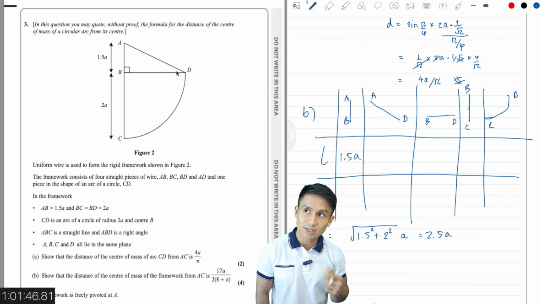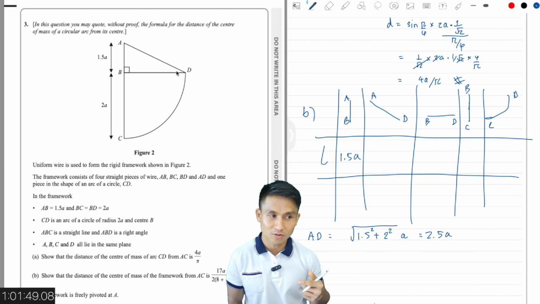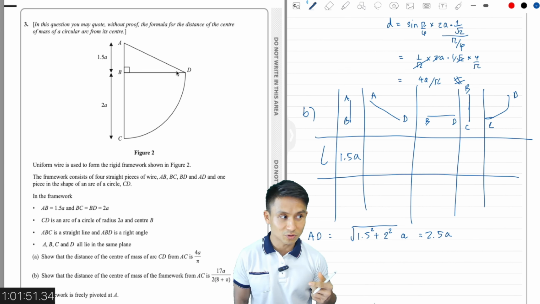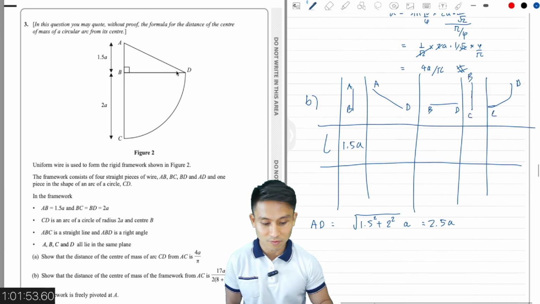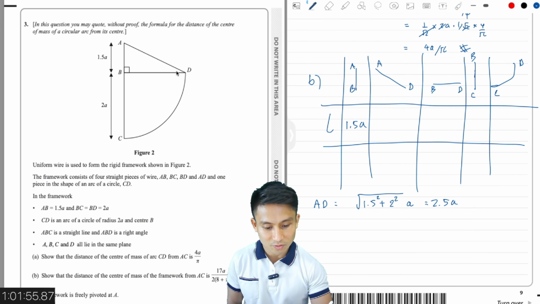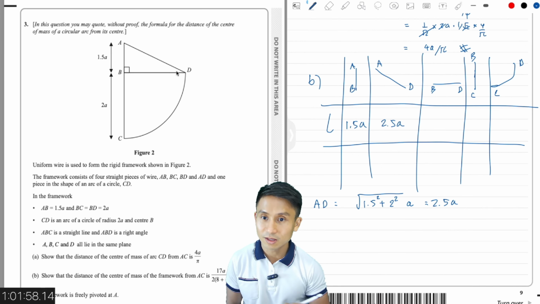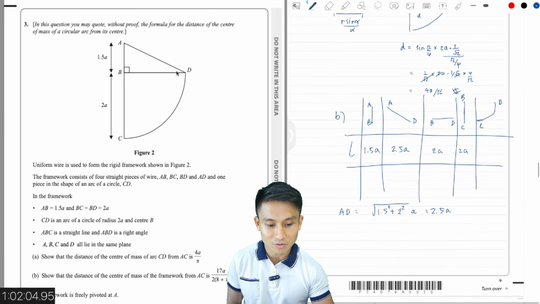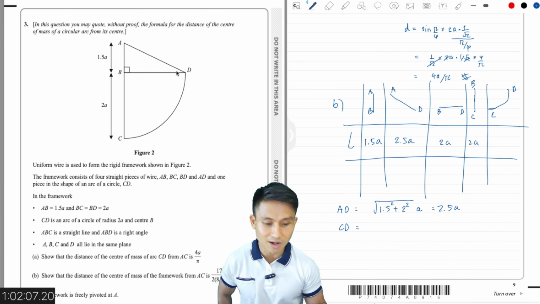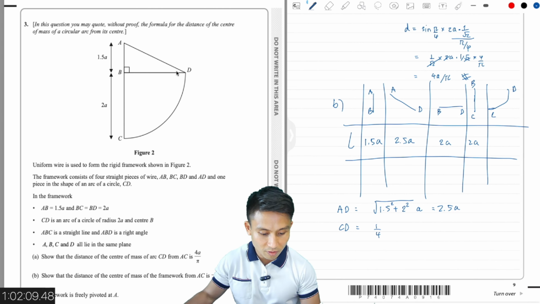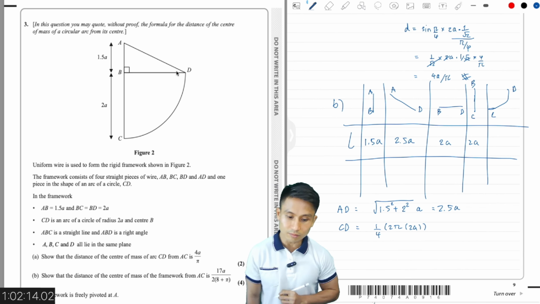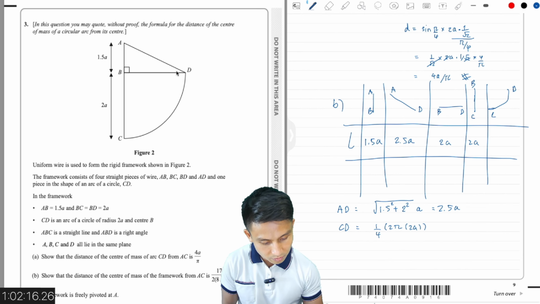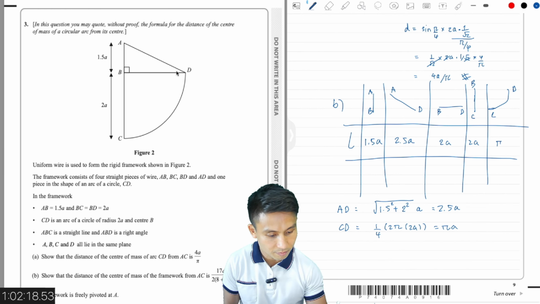Because I know that you can use 0.5 to cancel, so that's 3 and 4, yeah, that should be right. And that's AD, so 2.5a, and BD is 2a, BC also 2a there, and CD, we already knew that. CD is just an arc, so it's 1 over 4 of 2 pi r, okay, like that. So that should be pi a, yep.